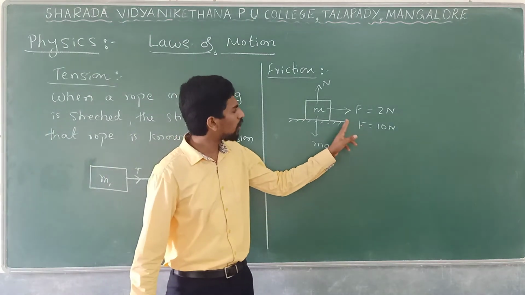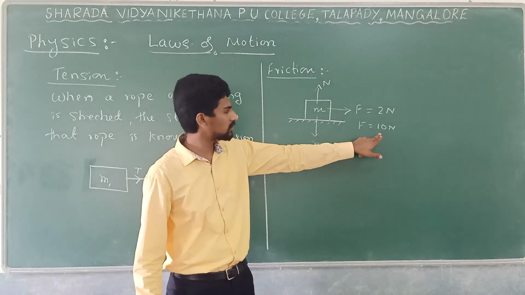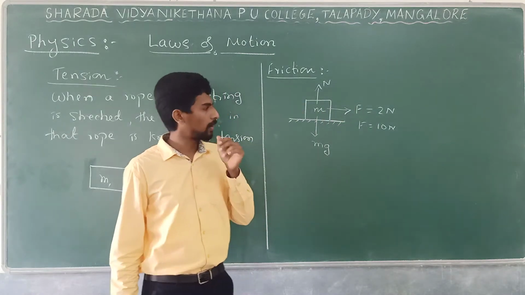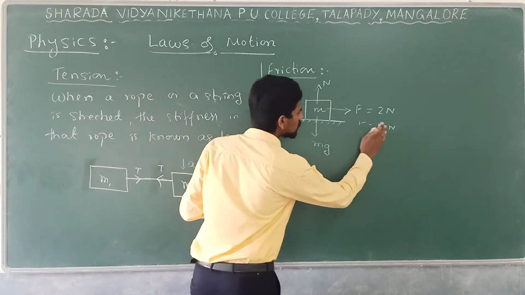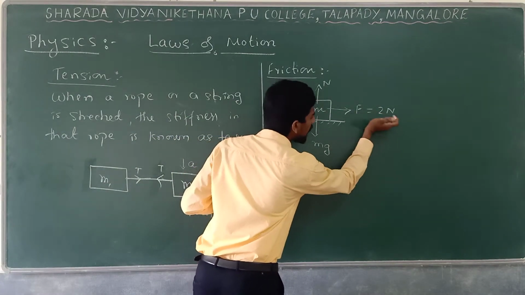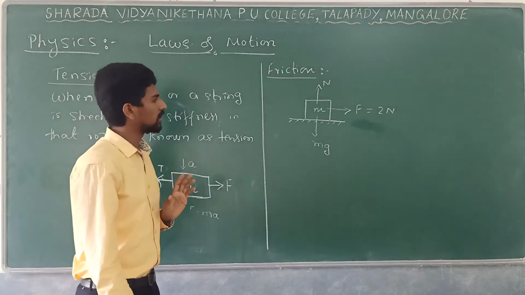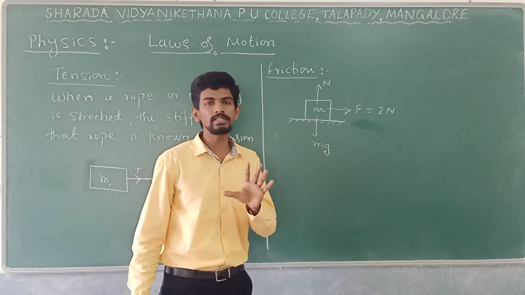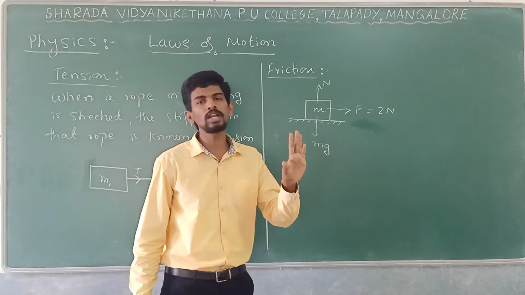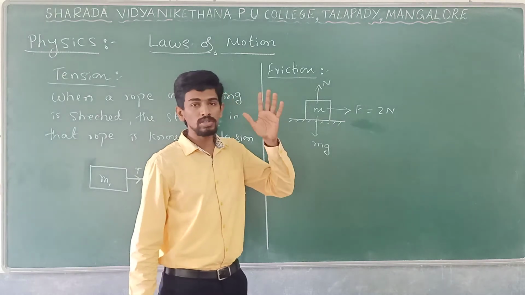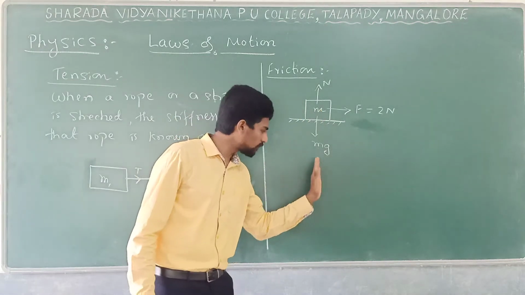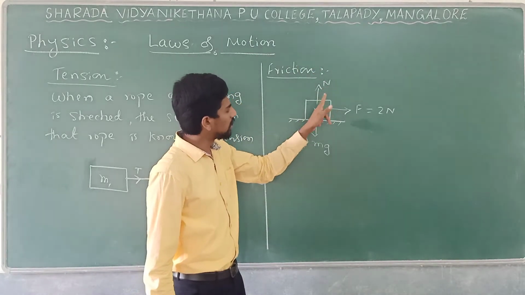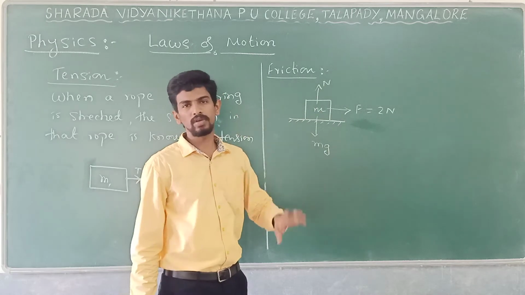So for every object there is some minimum force that you have to apply, then only it will move. Below that force it will not move. Now here consider this 2 Newton. If I apply 2 Newton, it is not moving. If it is not moving, according to Newton's laws, if there is no change in state, then total force should be equal to 0. Total force equal to 0 means if a downward force is there, it should be cancelled by an upward force. So obviously here mg is cancelled by the normal force, that you can make out.